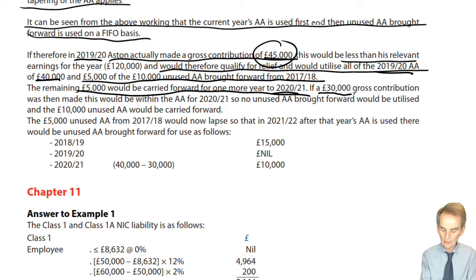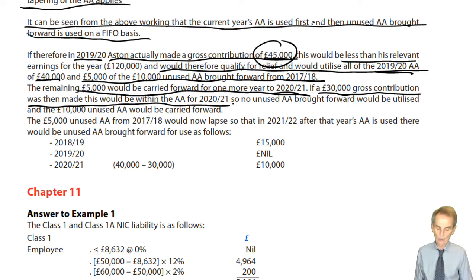So if a £30,000 gross contribution was then actually made within the 2021 tax year, then that would be within the annual allowance for 2021. So we would use 30 of the 40,000 annual allowance for the 2021 tax year. That means that there will be no usage of any brought forward unused annual allowance. So all of the 30,000 gross contribution would be an allowable amount. Tax relief would be gained on all of that £30,000.